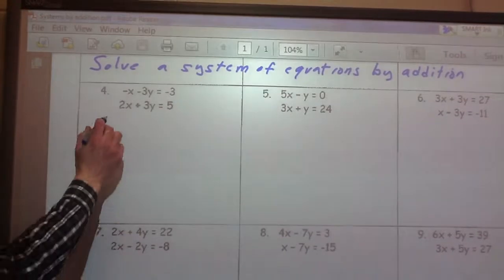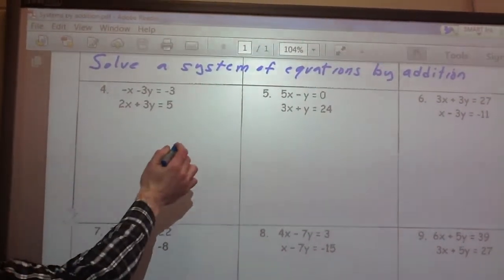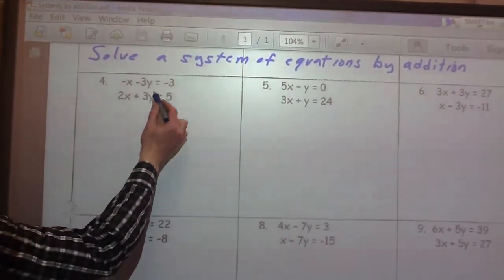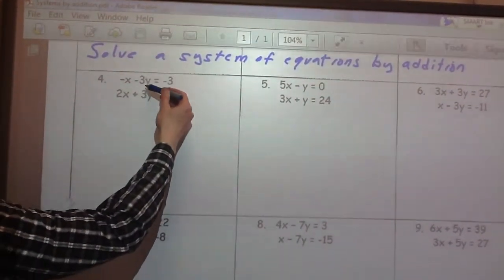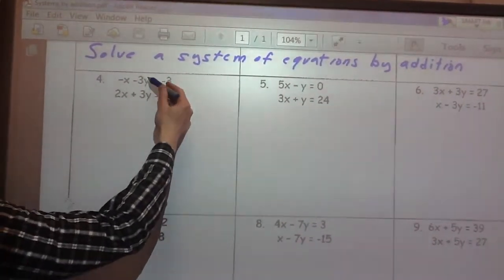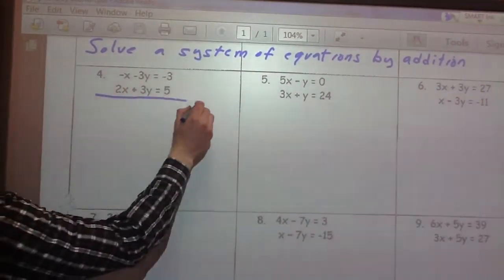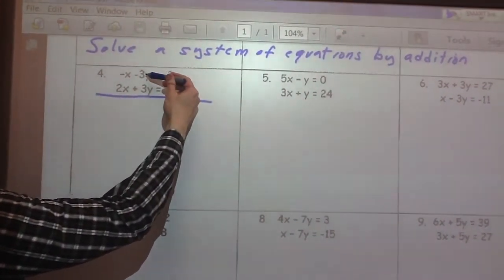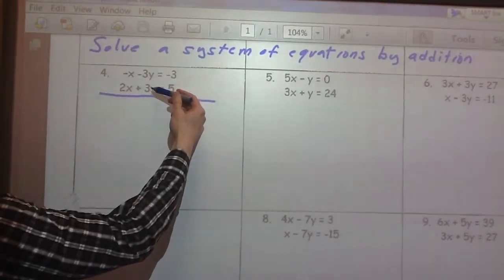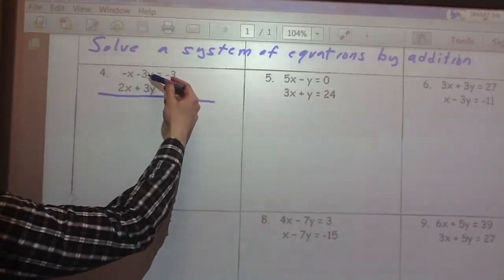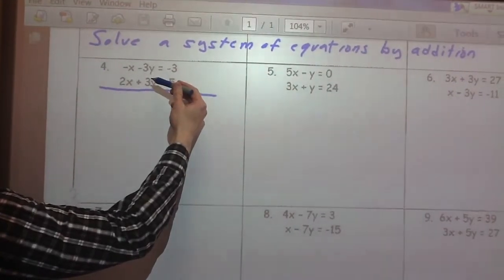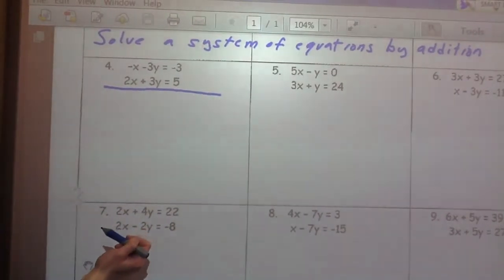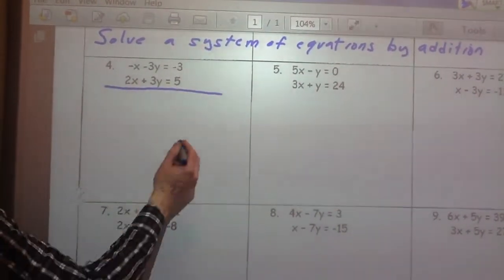Solve this system of equations by the addition method, or it's sometimes referred to as the elimination method. It's the elimination method because we're going to be able to eliminate one of the variables, in this case the y variable. We're going to do that by noticing that the top equation has a negative 3y and the bottom equation has a positive 3y. When I add these together, there are going to be 0 y's, and so the y's will be eliminated.